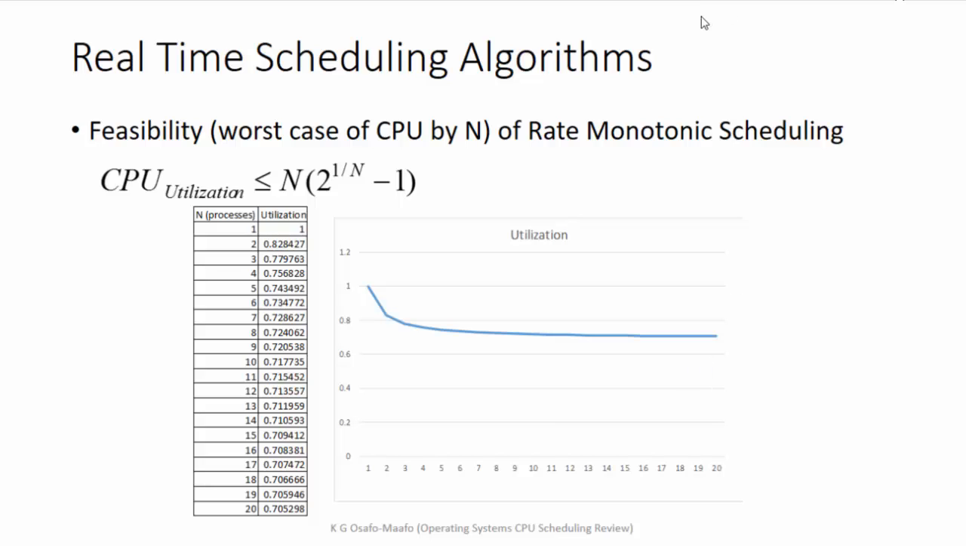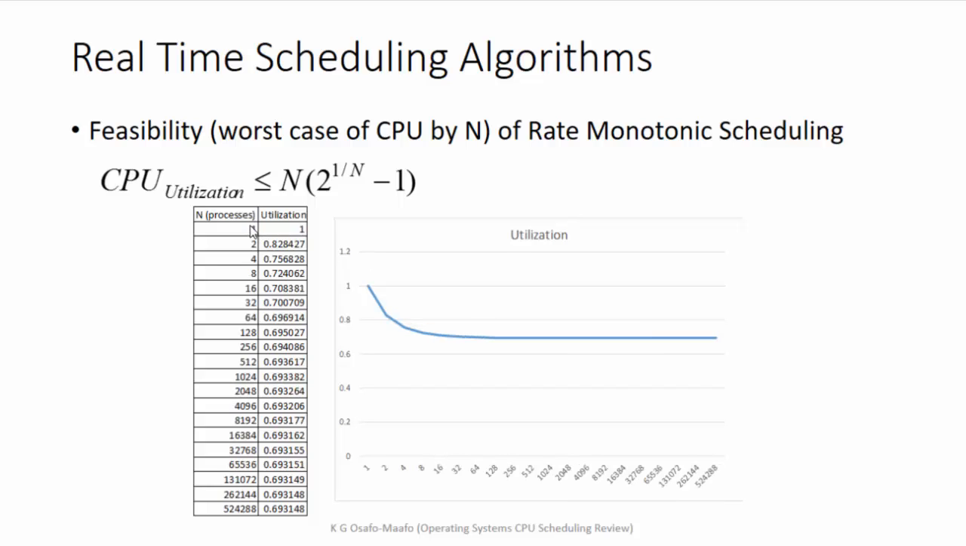Now I increased n, so I went from 1, 2, 3, 4, and I just keep calculating n times 2 to the 1 over n minus 1. And you can see that it's like a curve. It goes from 1 and quickly drops. So when there's 1, you can always schedule it. When there are 2, 3, then it means that for a real-time system, you can't use all the CPU all the time when you have a rate monotonic scenario.